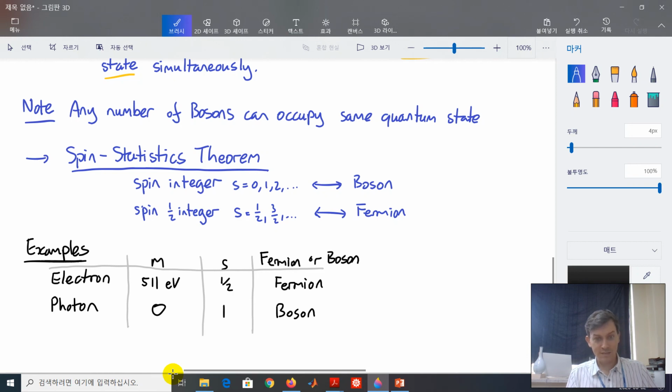In the next lecture I'm going to introduce all of the other fundamental particles which we think make up everything we see in the universe, as far as we can tell, and for these particles as well we can classify them according to their mass and their spin and whether they behave as fermions or bosons. So that's all for this lecture.